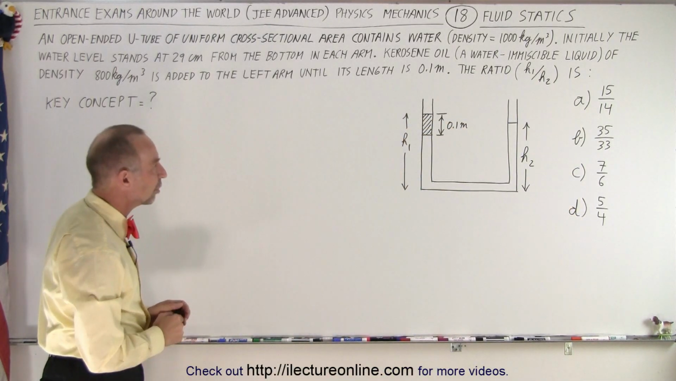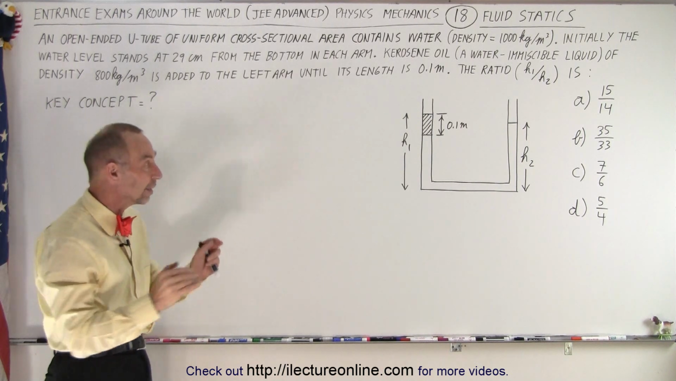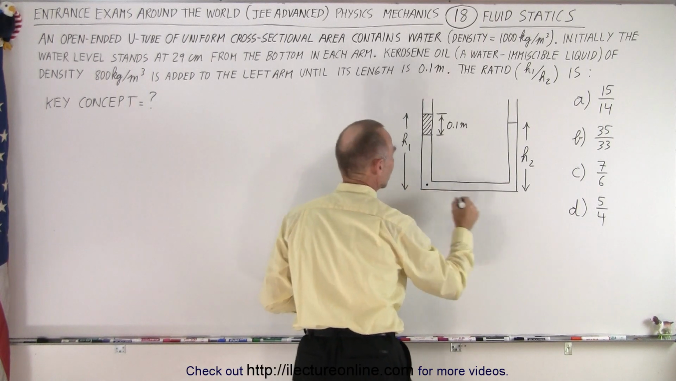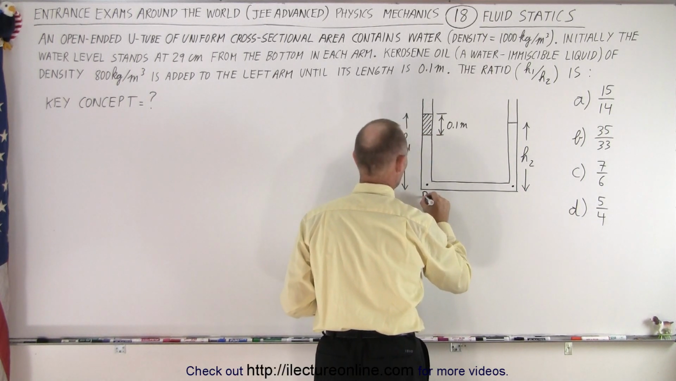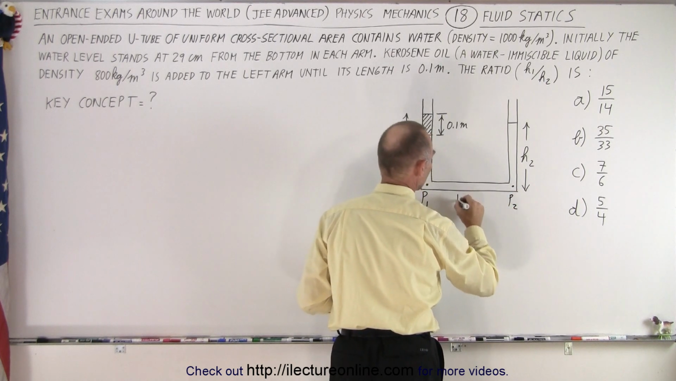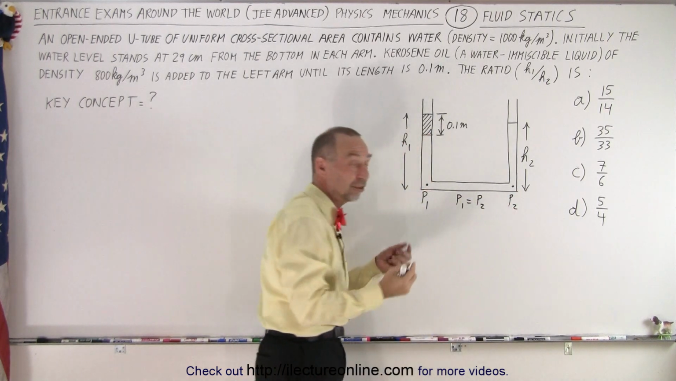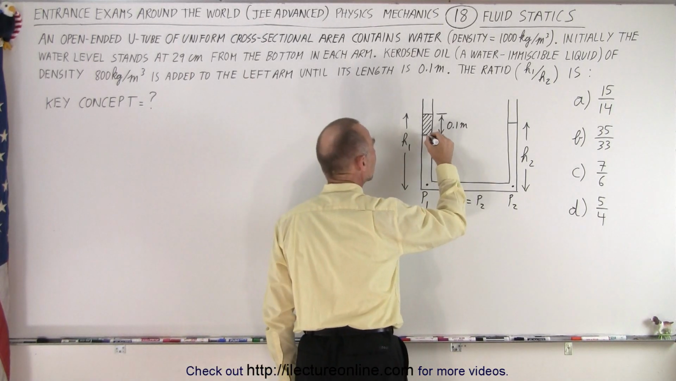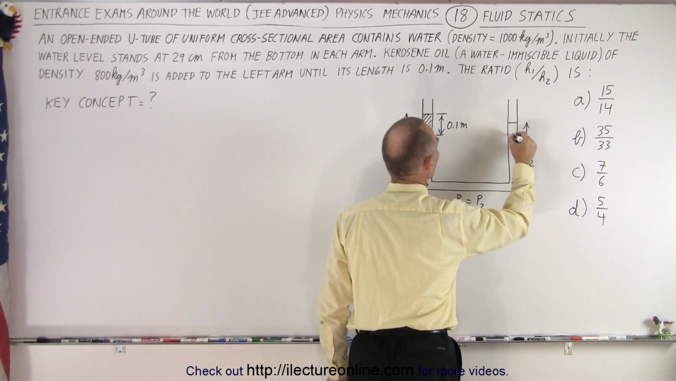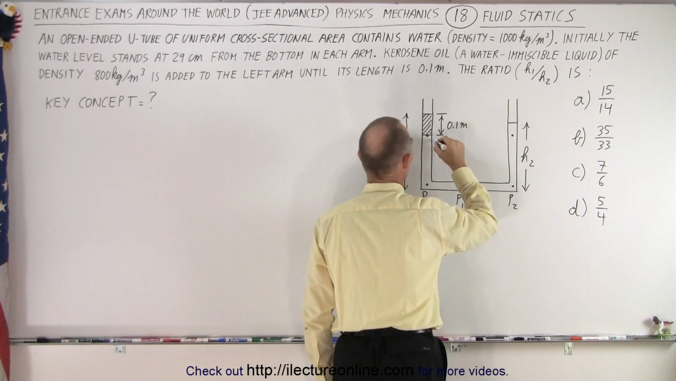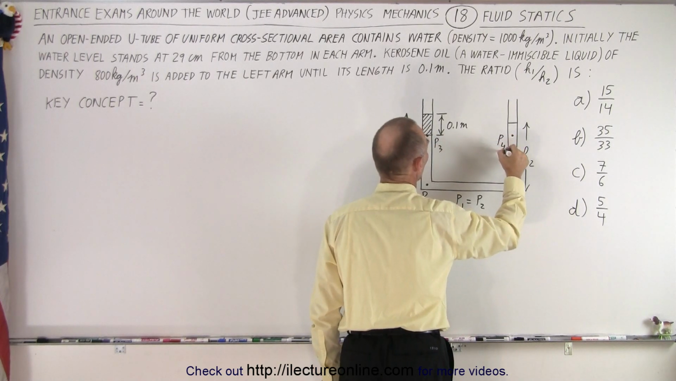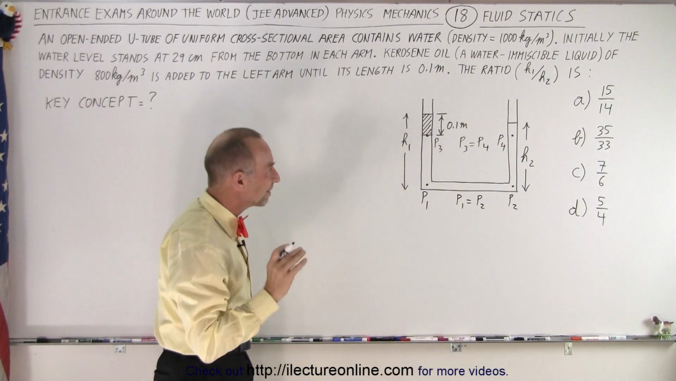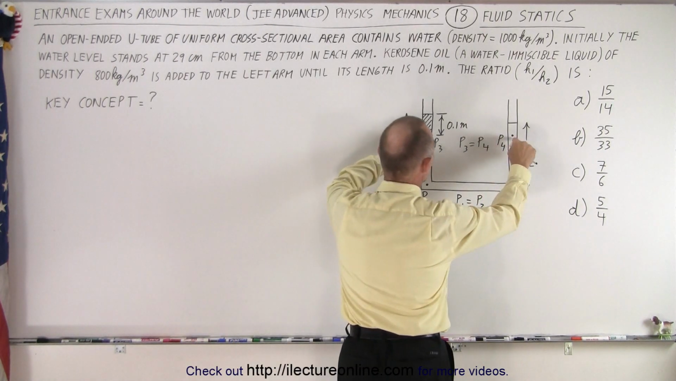So what's the key concept of this problem? The key concept is realizing where the pressure is the same. For example, we can say that the pressure down here must equal the pressure down here. So if we call this P1 and this P2, we know that P1 equals P2. If it doesn't, then things will keep moving until they do. But a more important realization is that this pressure right here is equal to the pressure over here at the same height. So let's call these pressure 3 and pressure 4, and we can say that P3 is equal to P4.